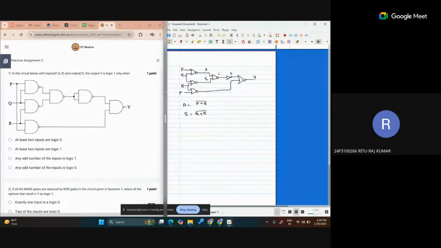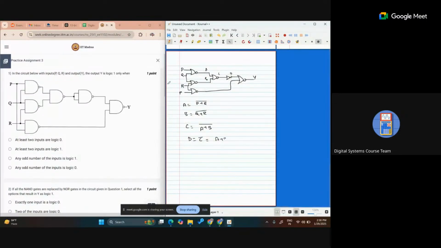Yes, sir. Okay, then what is C equal to? A plus B the whole bar. Am I right? And D is equal to C bar. Is it fine? Because it is just an inverter, I can tell that D is equal to A plus B simply.